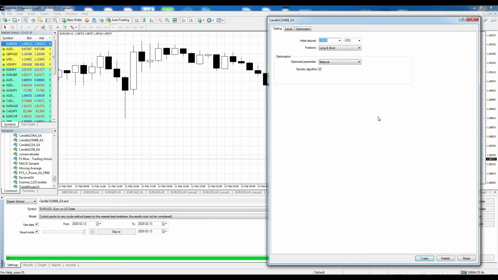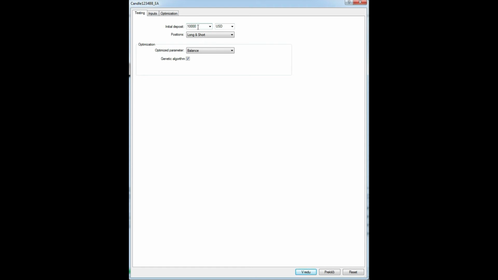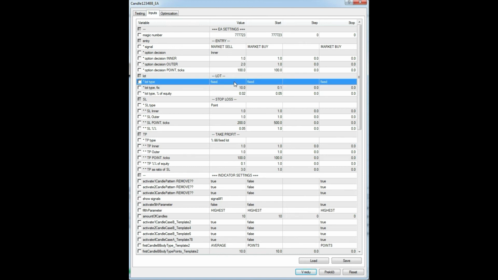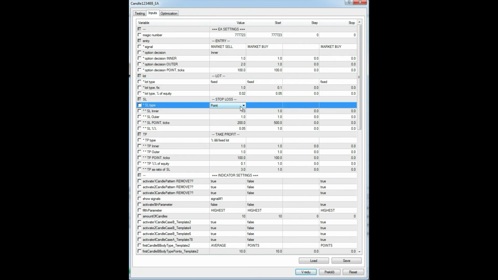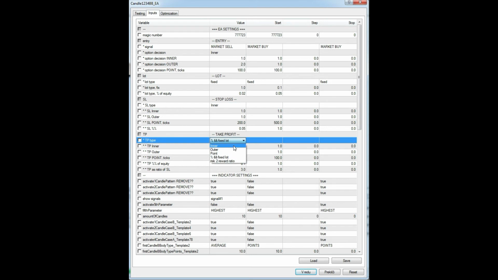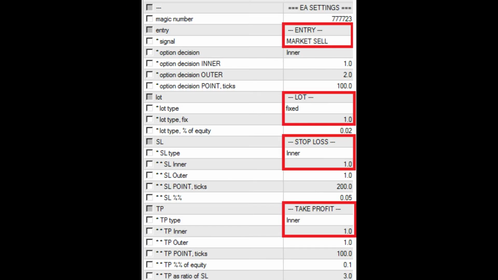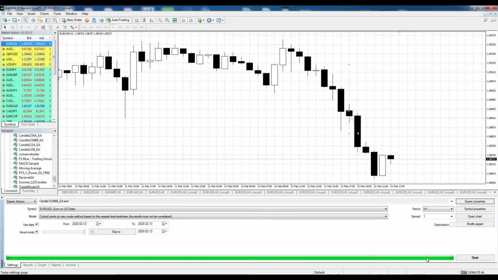Next step, I will run a test and explain what everything means. First, let's see the Expert Advisor. In this field, initial deposit, you can set testing account balance. And here you can choose account currency. First, I will set the easiest parameters to understand. That is fixed lot size, inner stop loss and inner take profit. Let's run the tester.